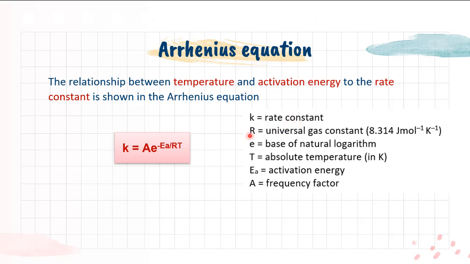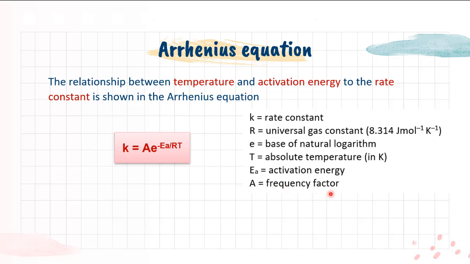The rate constant again follows the order of reaction. Now we have R, which is your universal gas constant. For R, we are using 8.314 joule per mole per Kelvin, since we are using the activation energy. e is the exponent, T is the absolute temperature, and it must be in Kelvin. Ea is the activation energy, and lastly, A is your frequency factor.